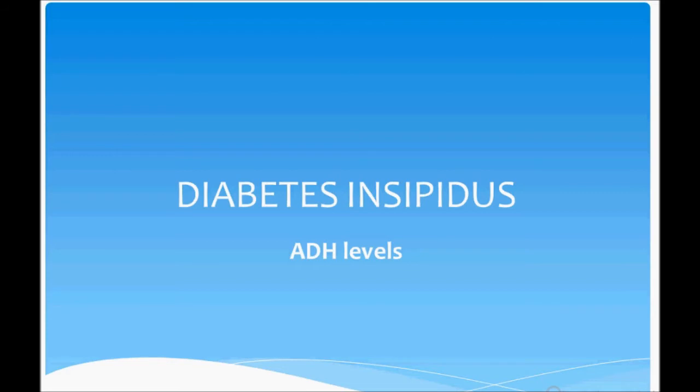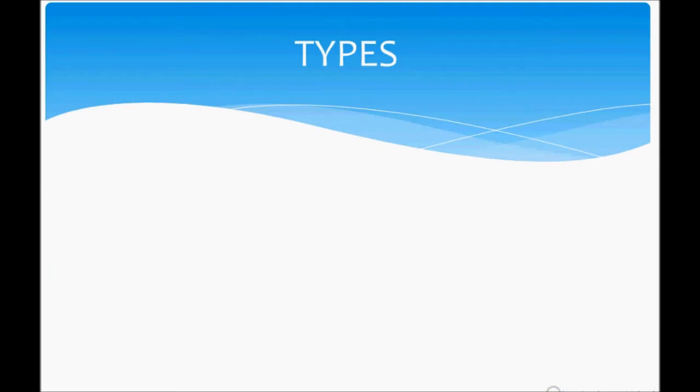This is a very important topic. Let me start. Okay, let me brief you. There are two types. One is central and the other is renal. Central and renal.